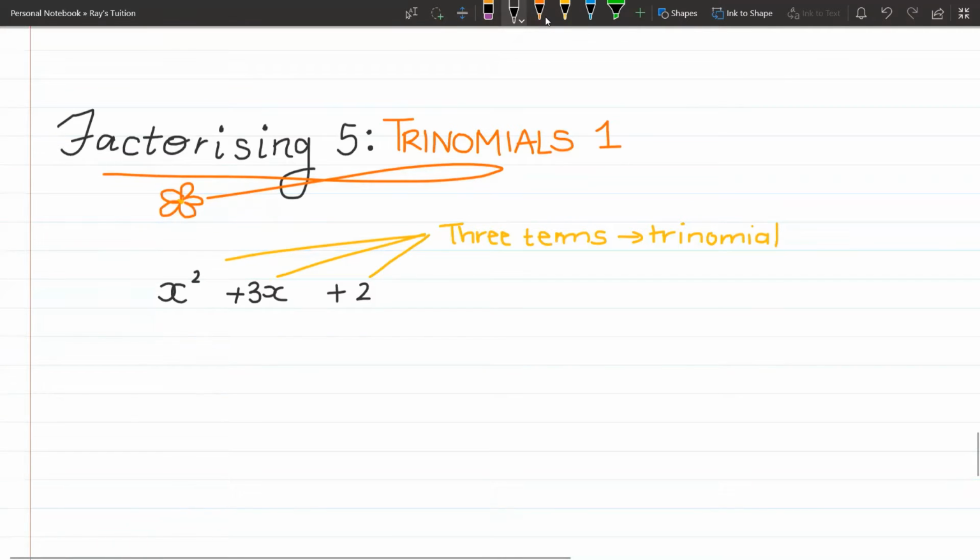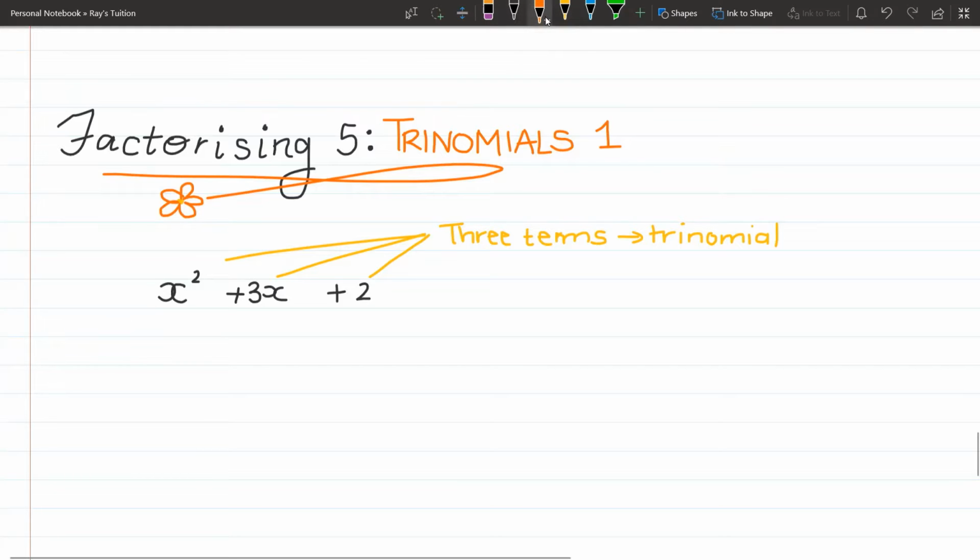Now, the first one that we're going to do is when the coefficient of x squared is 1. So please note that only use this method when the coefficient of x squared is 1. In the next video, we'll have a look at another method when the coefficient is not 1.